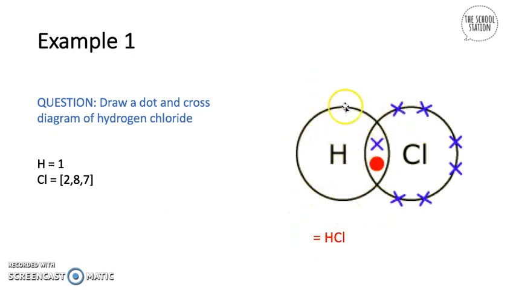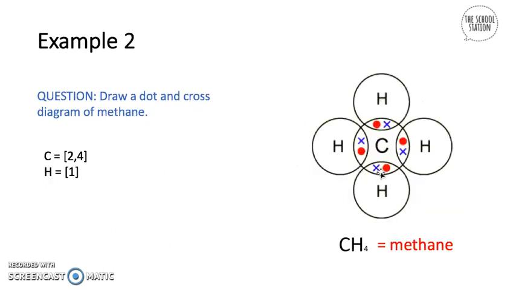When you've done this, you'll realize that we have 8 electrons for chlorine, and we also have 2 electrons for hydrogen, which is completely perfect. And that is the answer. This is how your dot and cross diagram should look. If you haven't understood, do not worry, because now we're going to go on to the second example.